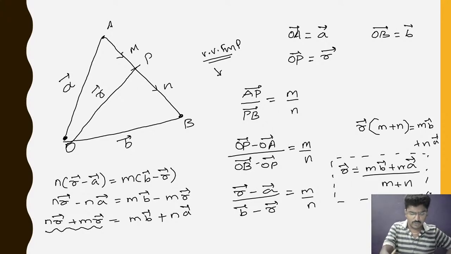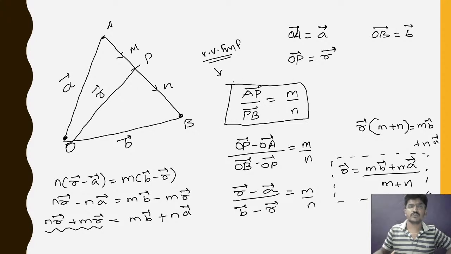If you have any doubts, you can ask. I will clarify them. Here, this step is going to be very, very important. If you know this, you can write each and every step. So that's why I am telling you, please go through AP as OP minus OA, PB as OB minus OP, m by n. OP is R, OA is A, OB is B, OP is R. Cross multiply, you will get the required result.